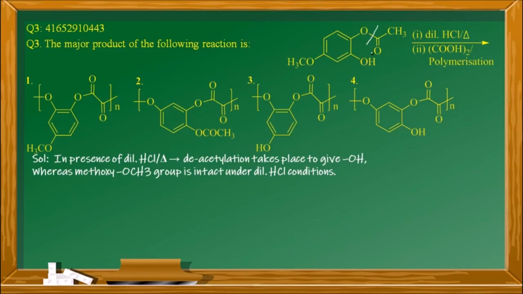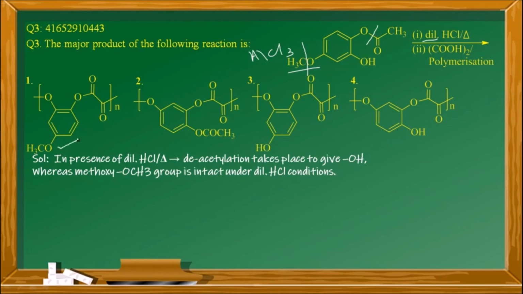So this catechol, upon reaction with oxalic acid, undergoes a polymerization reaction. Is there any effect on this methoxy group with dilute HCl? Dear friends, to do demethylation of this methoxy group, we need strong acids like aluminum chloride. Under dilute HCl conditions, this methoxy group is not going to cleave. So deacetylation takes place and the methoxy group is intact.